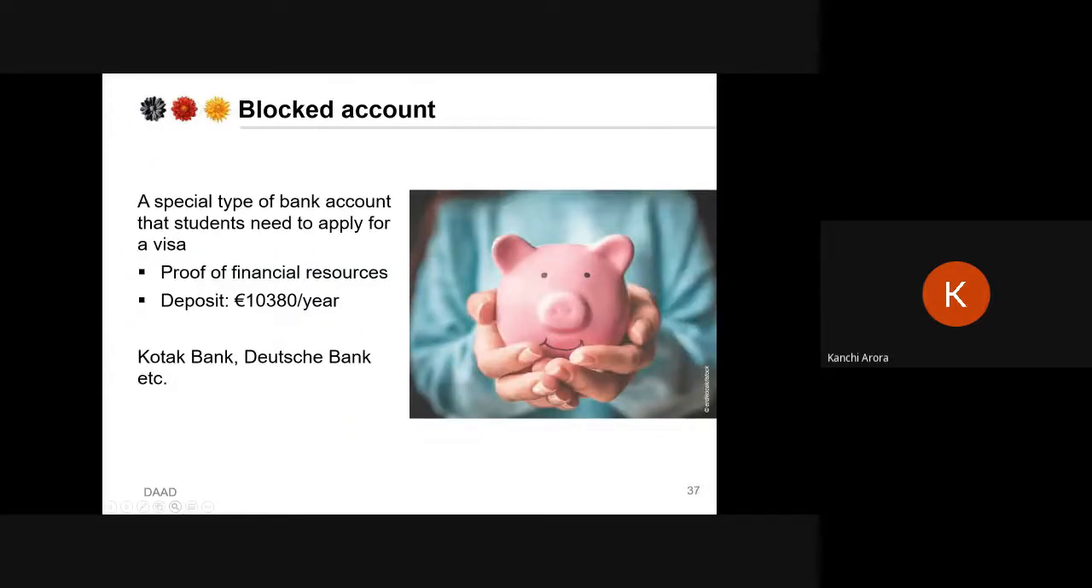Now, what is a blocked account? A blocked account would be if, let's say, you are not funded by the DAAD or by any other organization, the visa officials would need to know how you plan to sustain in Germany. So that is why what you would need is 10,380 euros for a year. That would be blocked in an account. You could get it done through Kotak Bank, through Deutsche Bank, and there are a lot of other banks, Fintiba, etc.